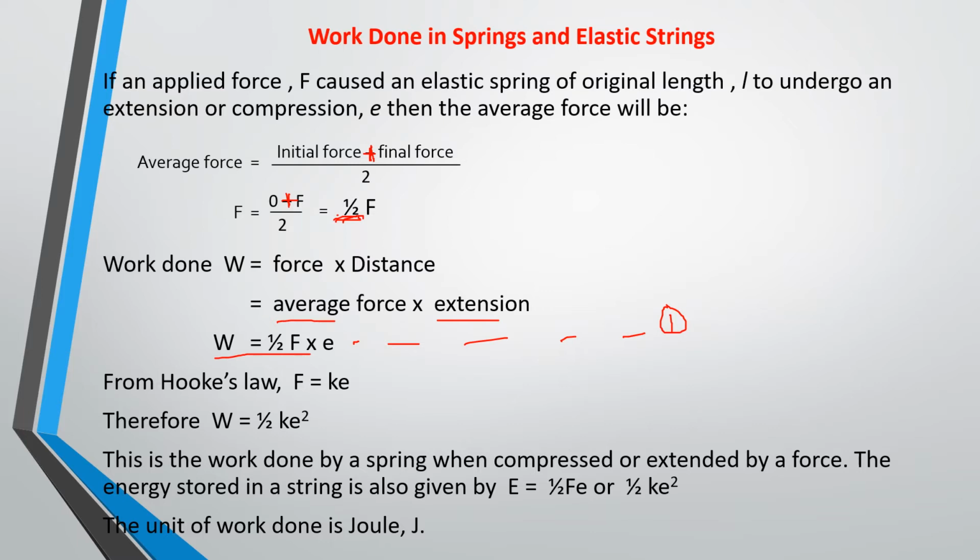Then note from Hooke's law that F equals k e, the force constant times the extension. If you substitute this into equation 1, you will have work done equals half k e squared. This becomes your second equation. This is the work done by a spring when compressed or extended by a force. This work done is also known as the energy stored in a string. So the energy stored in a string is also equal to the work done.